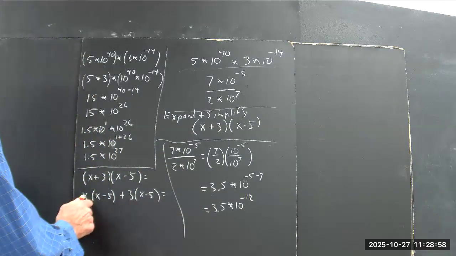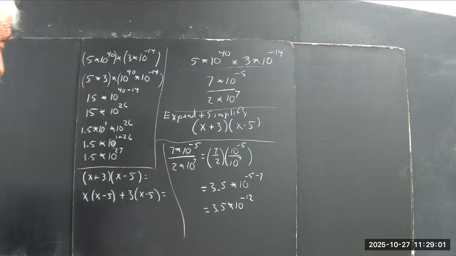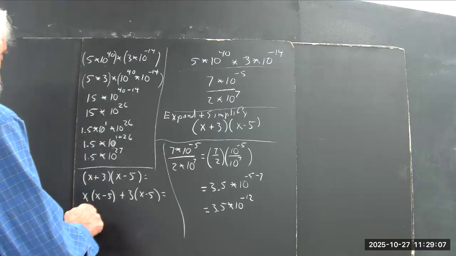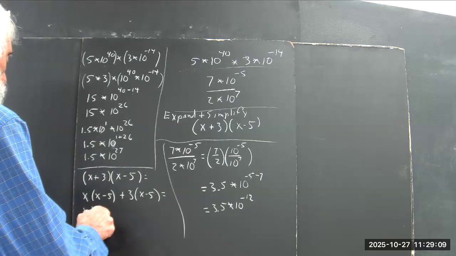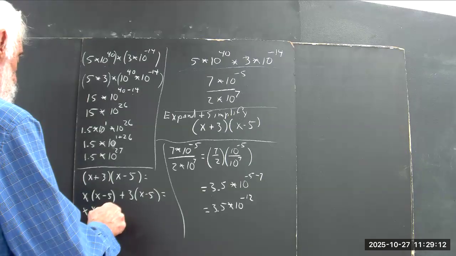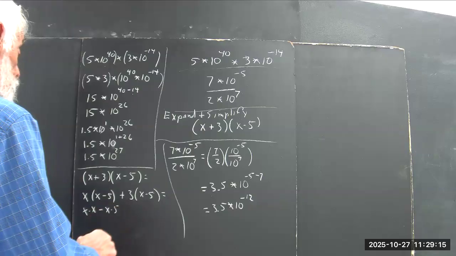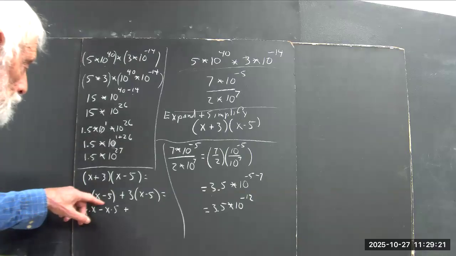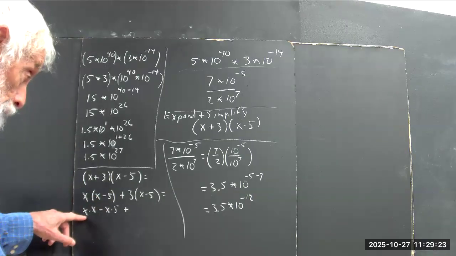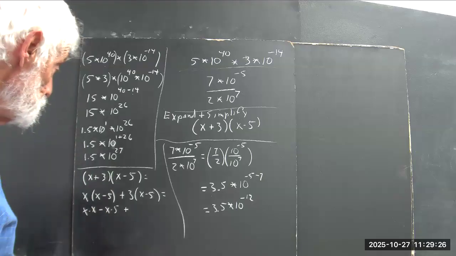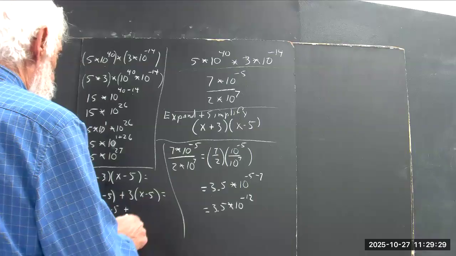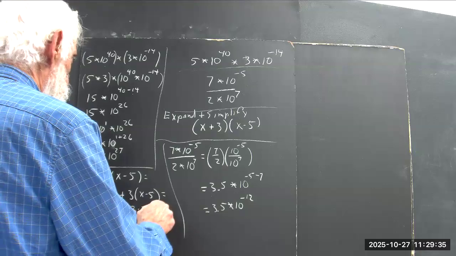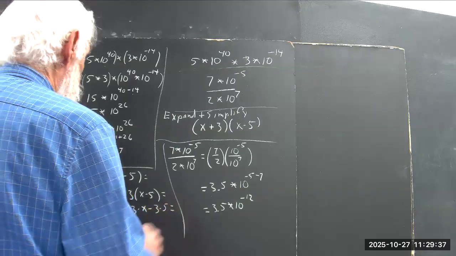And that then is equal to, we just apply the distributive law again. X multiplied by the quantity x minus 5 means x times x minus x times 5. So that my x times the quantity x minus 5 becomes x times x minus x times 5. And then we have 3 times the quantity x minus 5. Well, that's 3 times x minus 3 times 5.